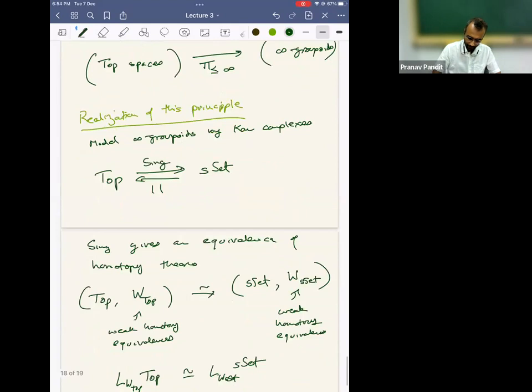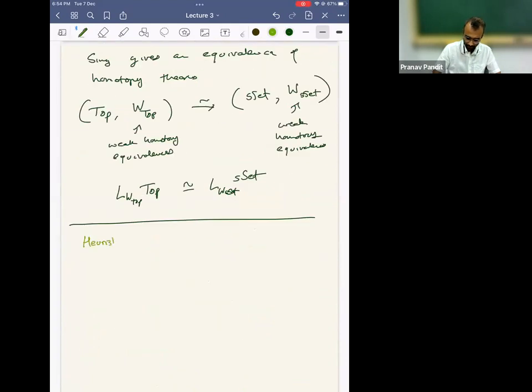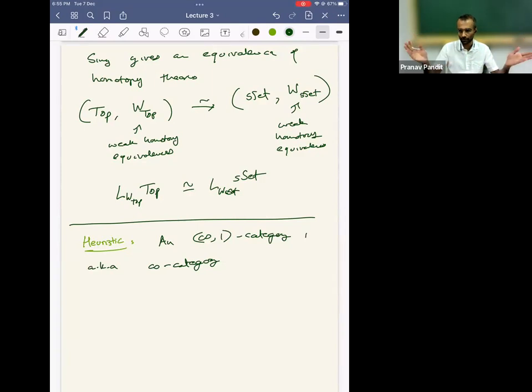So the heuristic idea is that an infinity one category, aka infinity category, well, what should it be? It should be something in which not every morphism has to be invertible. But when I say infinity one category, that means every morphism above level one should be invertible. That's a definition. So an infinity one category is a higher category in which every morphism above level one is invertible. But that's just the same thing as saying that the set of maps between two objects forms an infinity groupoid.